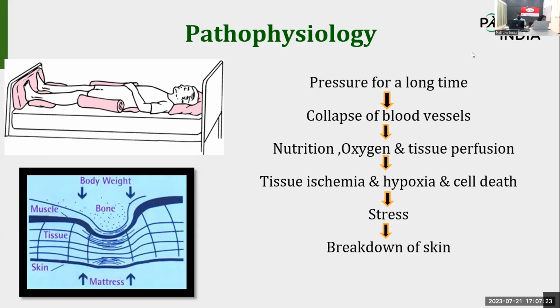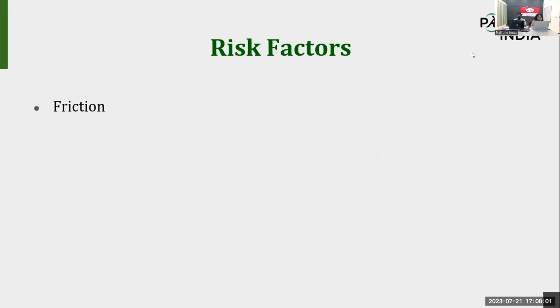Due to the collapsing of blood vessels, the blood supply and circulation will alter. Due to inadequate blood supply, the tissues and cells will not get adequate nutrition or oxygen. The supply will decrease, or maybe become absent. In such a situation, the tissues become ischemic or hypoxic. Then gradually cell death or tissue damage will occur, and only then does the superficial skin layer break down. This is the process through which a pressure sore develops. Then some risk factors are also there for the pressure sore.